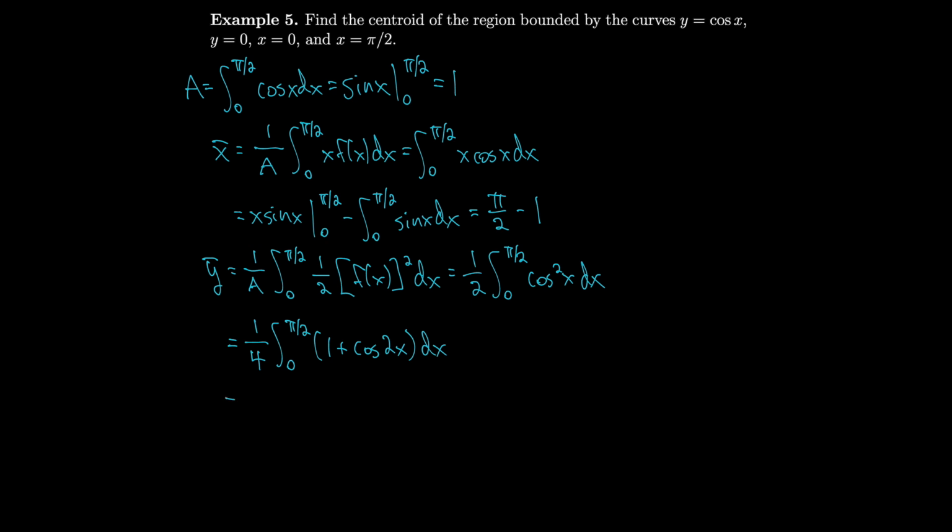So then we get 1/4 times x plus half sine 2x from 0 to pi over 2, which is just pi over 8. So that means that the coordinates of our centroid, our center of mass, are 1/2 pi for x, minus 1, almost forgot the minus 1, and 1/8 pi.